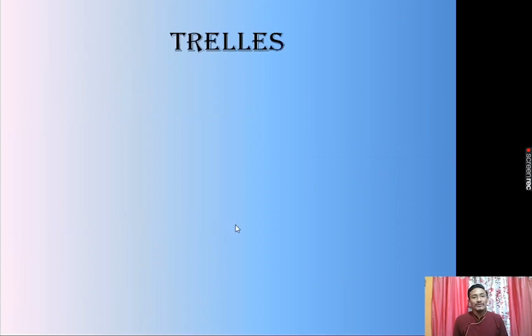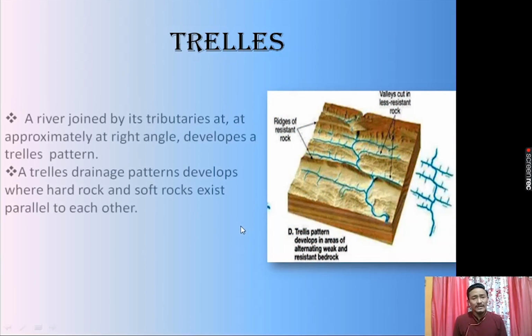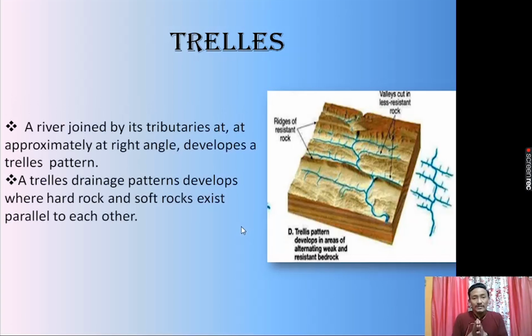After this, we have trellis. Trellis streams normally run parallel, so we'll come to this. A river is joined by tributaries at approximately right angles. Let's suppose this is the main river. Here the tributaries join the main river or the stream at exactly right angles. So that is called a trellis pattern.